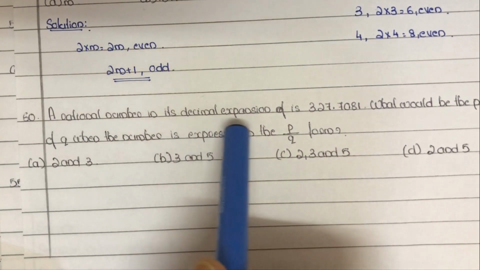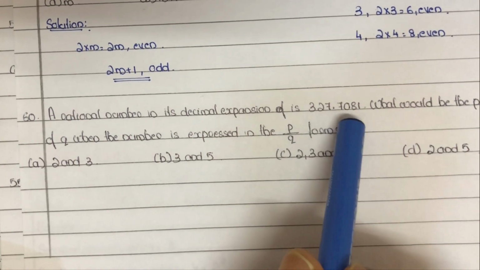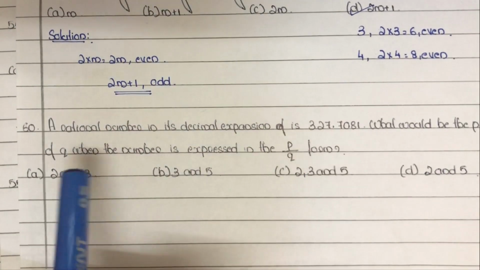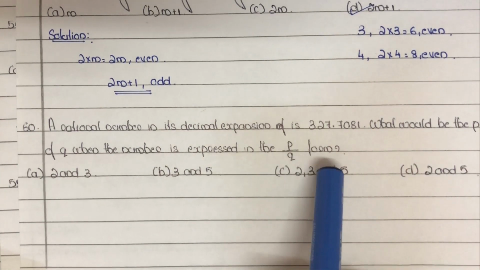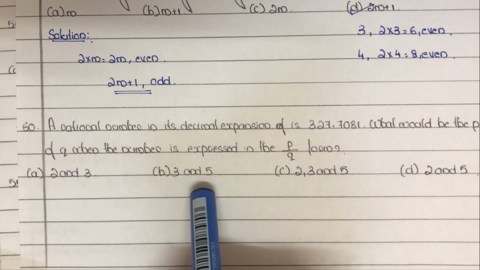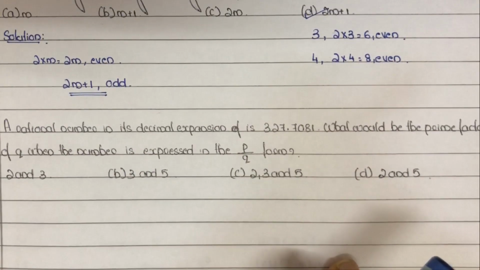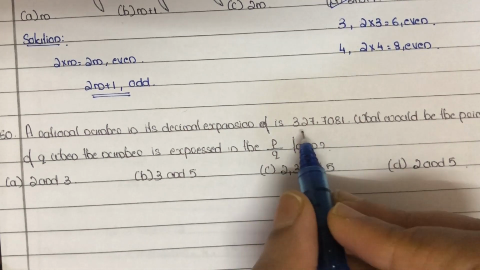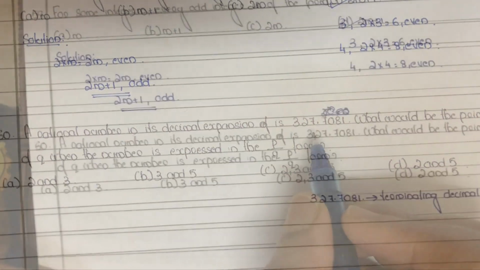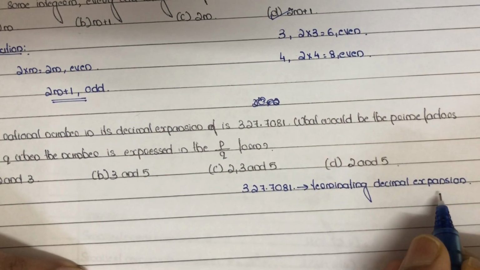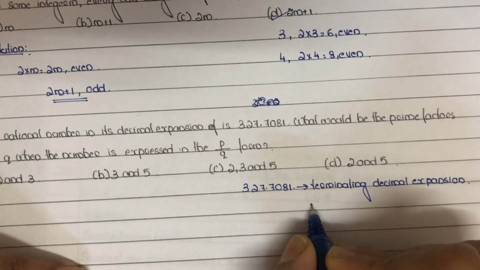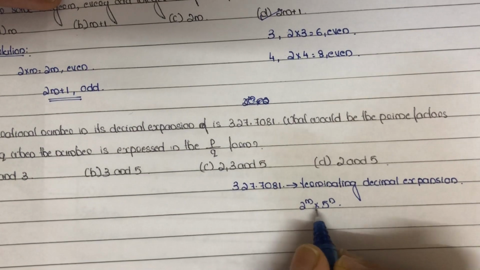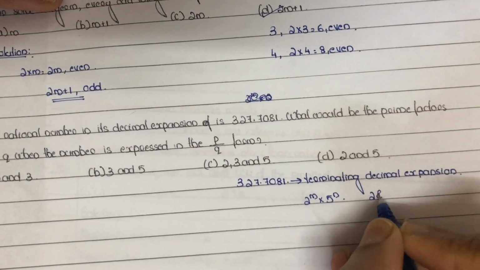Question number 60. A rational number in its decimal expansion is 327.7081. What would be the prime factors of Q when the number is expressed in the P by Q form? Option A 2 and 3, option B 3 and 5, option C 2, 3 and 5, and option D 2 and 5. Here the given number is 327.7081. This number has a terminating decimal expansion. And we know that for a terminating decimal expansion, the factors of the denominator are in the form 2 raised to m into 5 raised to n. So here the prime factors are 2 and 5.